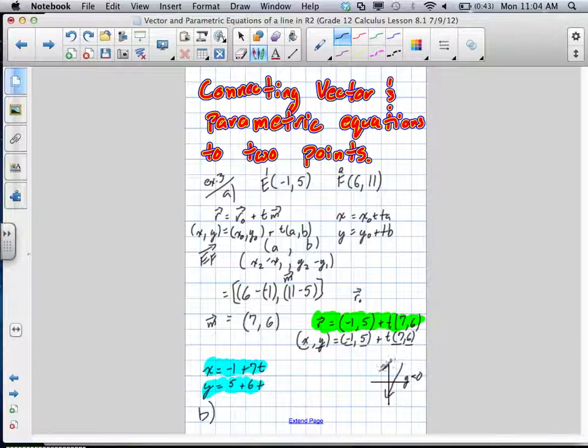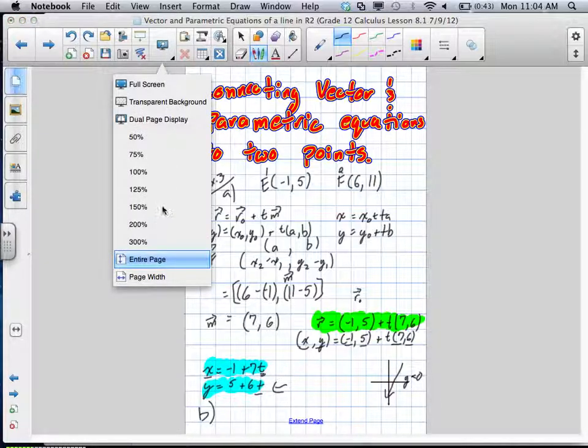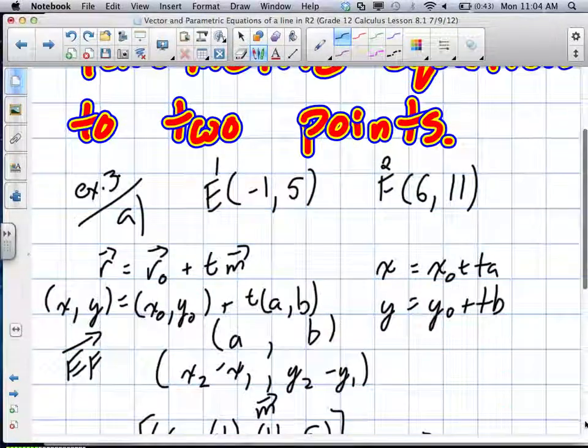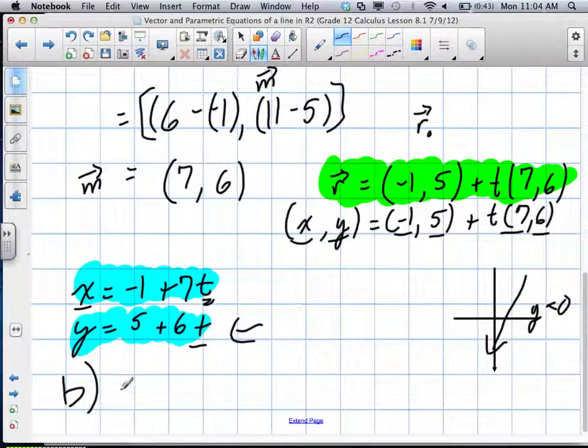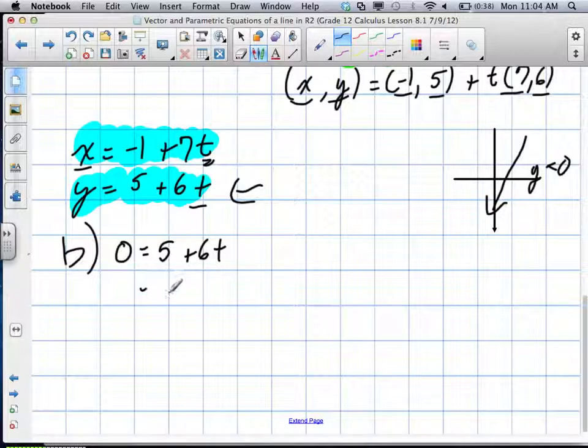Okay? So what we're going to do is look at our parametric form of the equation again, and we're going to substitute 0 in for y, solve for t, and then plug that t back in to solve for the x in the other part of the equation. So we'll zoom back in for part B here. So if y is 0, then 0 is equal to 5 plus 6t, and t is going to be equal to negative 5 over 6. Okay. So we have that part. That was our y part of the equation.